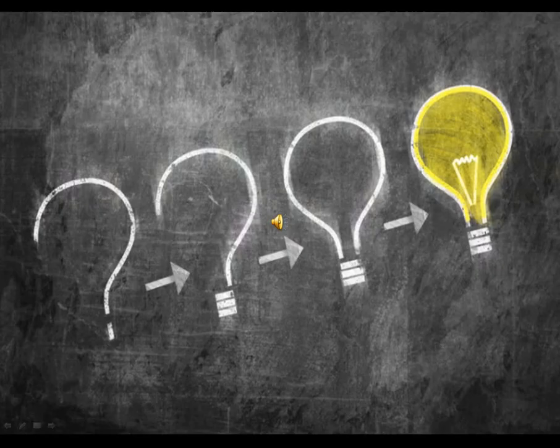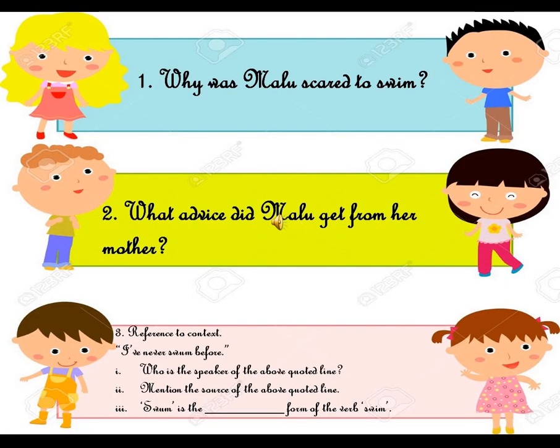Now it's time for you to do some work. So as you have already gone through an in-depth discussion of the 3 stanzas and you have also gone through a detailed summary of everything that we have discussed in today's video, now you have to answer some very easy questions. So here are the questions. Question number 1 is, why was Malu scared to swim? Number 2, what advice did Malu get from her mother?